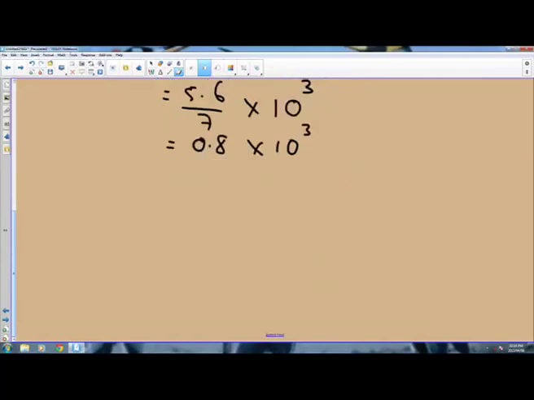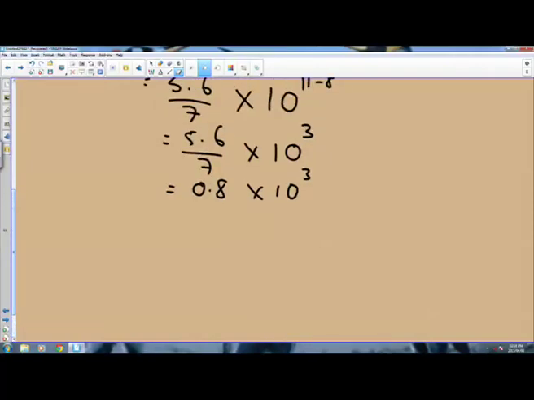But then the question is, is 0.8 times 10 to the power 3 in standard form? It's not, because when we check 0.8, there is no digit before the point. So we have to write 0.8 in standard form. And then that will be 8.0 times 10 to the power negative 1 times 10 to the power 3. 0.8 in standard form is 8.0 times 10 to the power negative 1.